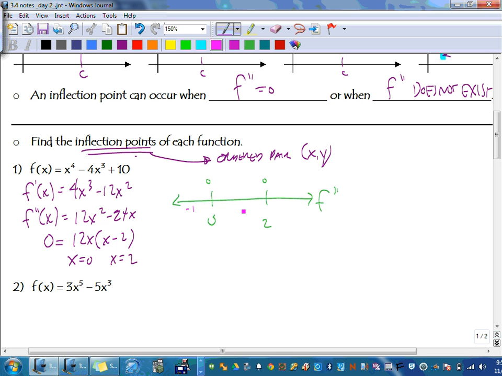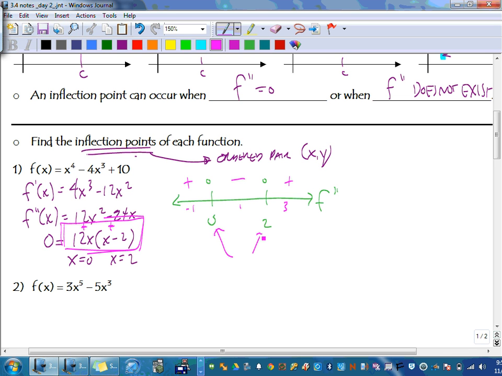I'm going to put negative 1, 1, and 3 into our factored form of the derivative. If I put negative 1 in, I'm going to get a negative 12 times negative 3. So negative times negative is going to give us a positive. If I put positive 1 in, I'm going to get positive 12 times negative 1. So we're going to get a negative answer. And if we put positive 3 in, we're going to get 36 times 1. So that's going to give us a positive answer.